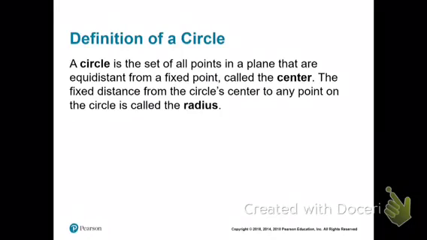All right, so the definition of a circle. A circle is a set of all points in a plane that are equidistant from a fixed point called the center. What does equidistant mean? Equal distance. Yeah, the same distance, equal distance. All right. The fixed distance from the circle's center to any point on the circle is called the radius.